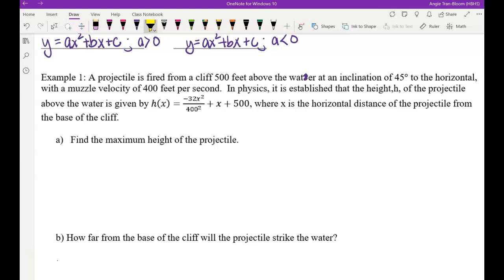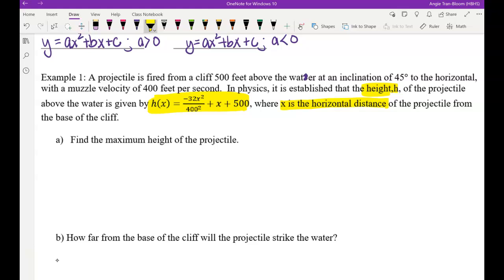where x is the horizontal distance of this projectile from the base of the cliff. So we have to be cautious here, okay? So they already gave us an equation, okay? H represents the height of this projectile, and x is the horizontal distance. So a few things that we have to be more aware of, okay?